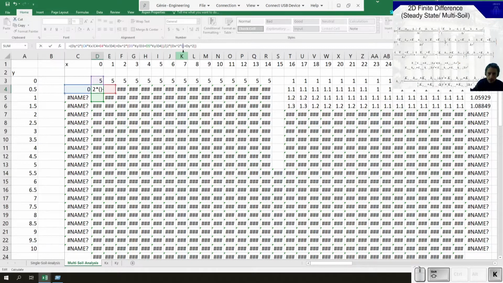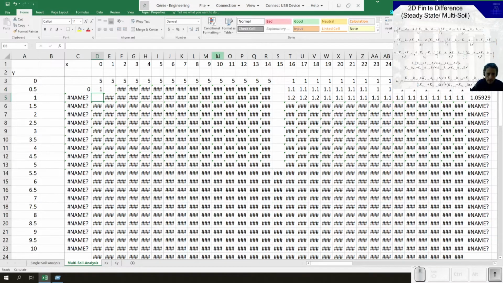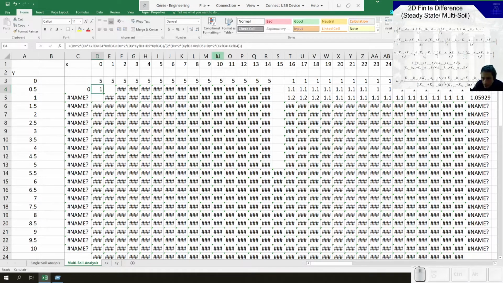So ky D3 plus ky D5. Those were the neighboring ones. And then delta y squared goes with the sum of the kx's. So that was kx C4 plus kx D4. Okay. So the x times the y, we have a weighted average.